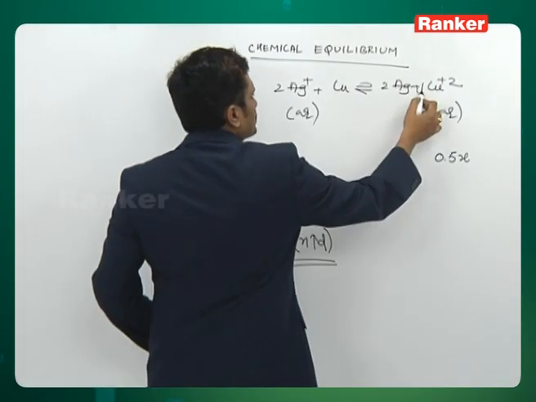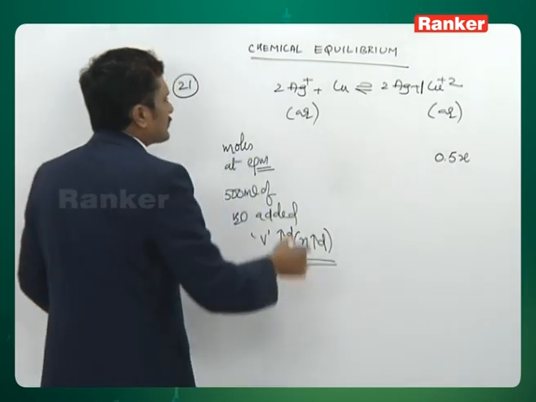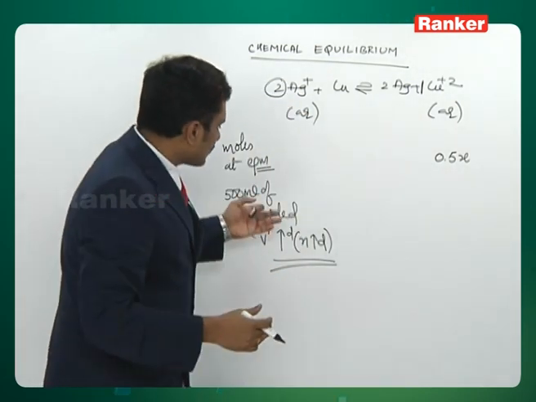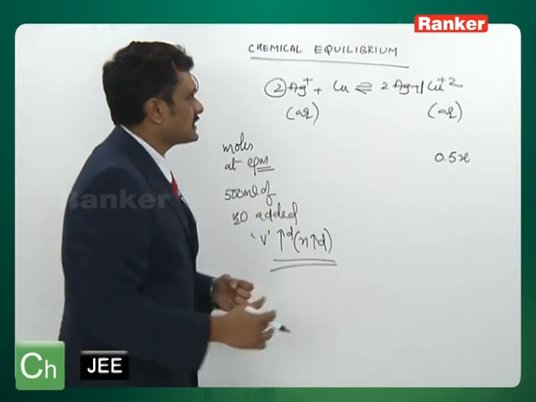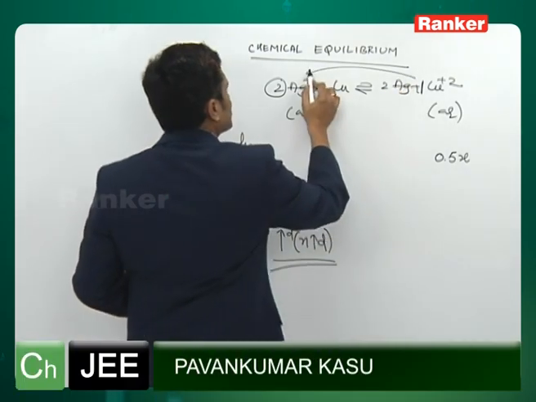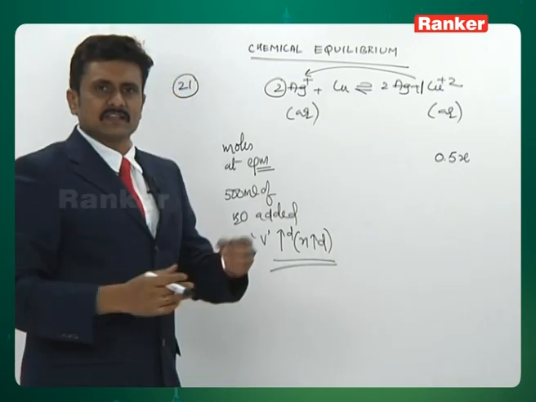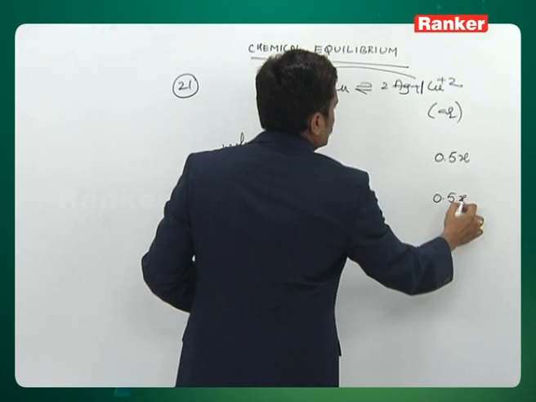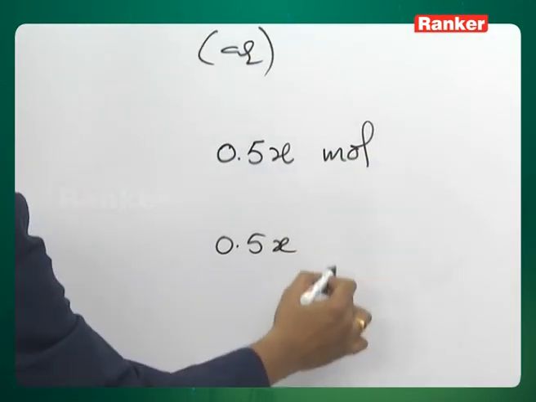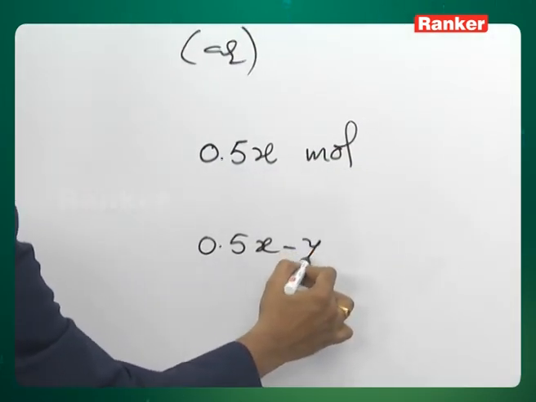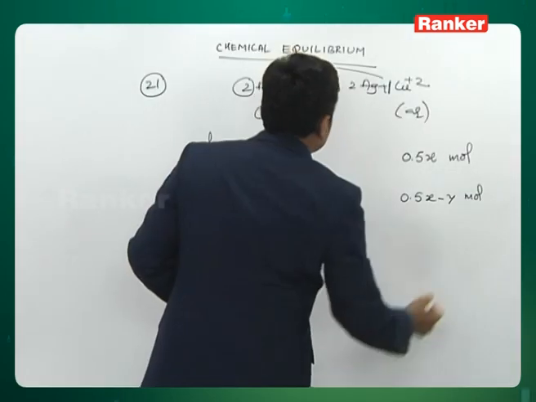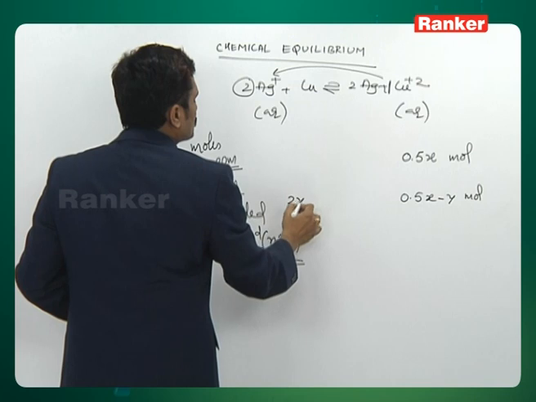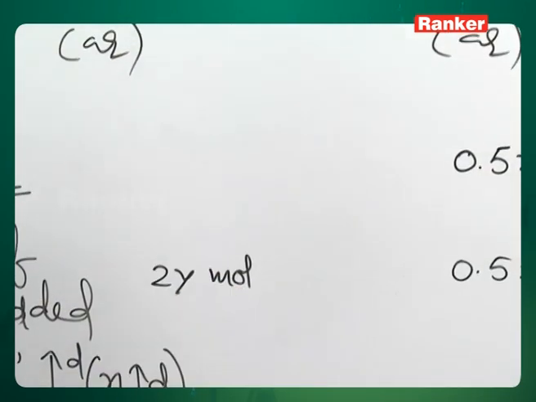Here you can see the product has only 1 mole of the active component, whereas the reactant has 2 moles of the active component. When I have increased the volume as per Le Chatelier's principle, this equilibrium is supposed to move in the backward direction. That means when it is moving in the backward direction, for every 0.5 x mole, suppose some y mole have undergone dissociation, for every 1 mole I will be getting 2 moles of this. So 2y mole of Ag+ will be obtained.